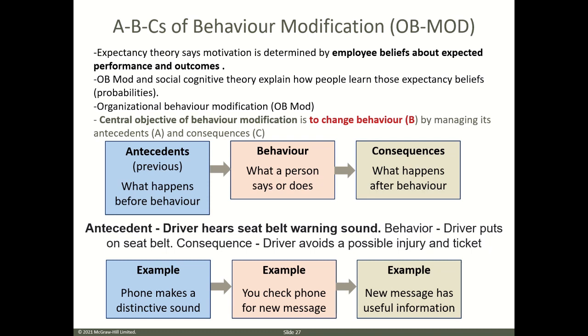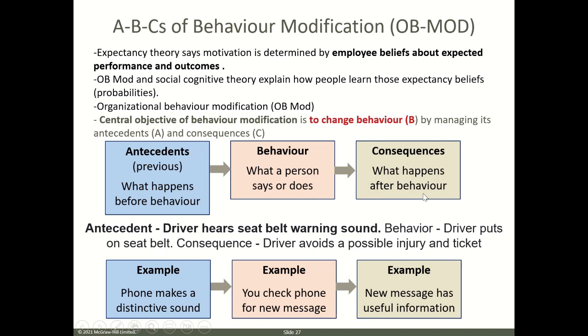So if you are going to change B from the ABC by managing its A and C, meaning antecedent and consequences, these two things need to be managed to change the one part, that is B, behavior. Antecedents mean the previous one, what happened before the behavior. What a person says or does, that is the behavior. Now what will be the consequences, what happens after the behavior?